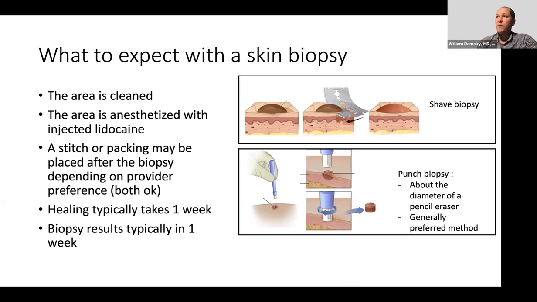While a shave biopsy may be able to diagnose sarcoidosis, we know from experience that occasionally it can miss it because it doesn't sample down deep enough. And so really this punch biopsy is the preferred method. It may require one stitch. Sometimes providers will use a packing material instead. Both are totally fine. Healing typically takes about a week or so, and the biopsy results usually come back in about a week.